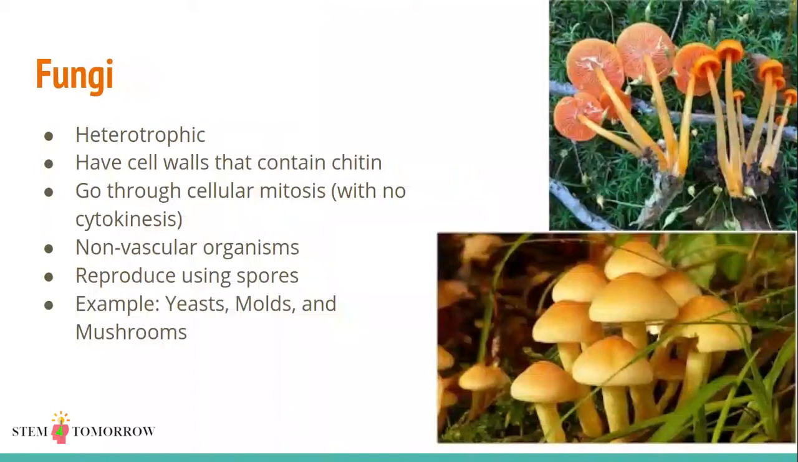They go through cellular mitosis with no cytokinesis. Mitosis is a type of cellular division. When the cell gets old, it splits into two cells. So that's kind of like the life of a cell. This process is called mitosis, but they don't have the last step, cytokinesis. It may not make sense to you, but it affects a lot of their properties, and these are unique characteristics that can put you in this fungi category.